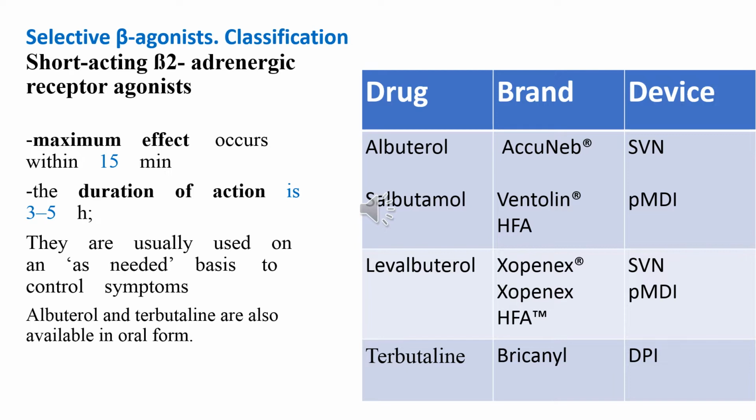Classification. There are short-acting beta-2 agonists. Maximum effect occurs within 15 minutes. The duration of action is 3 to 5 hours. They are usually used on an as-needed basis to control symptoms. Albuterol and terbutaline are also available in oral form.